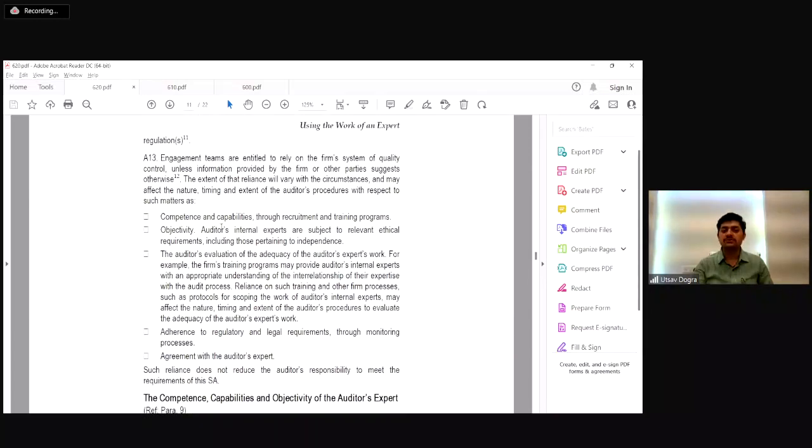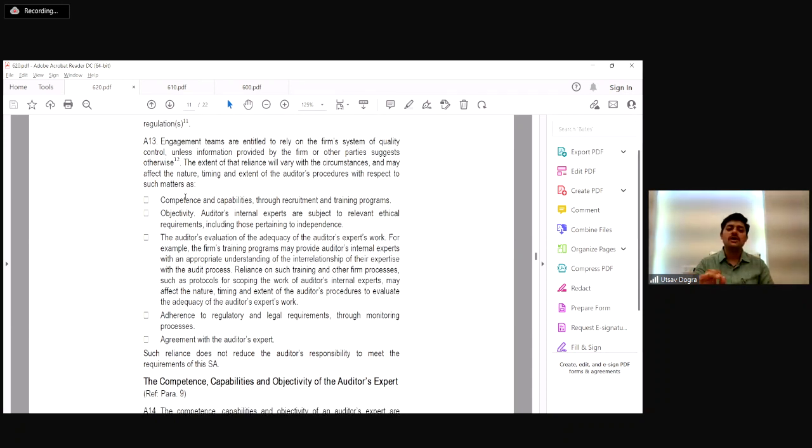And in A13, it talks about the engagement teams being entitled to rely on the firm's system of quality control unless information provided by the firm or other parties suggests otherwise. So the engagement team should rely upon the firm's quality control. However, if other information is available that quality is being breached in some places, there may be extra procedures that can be applied. The extent of that reliance will vary upon the circumstances and may affect the nature, timing, and extent. Again, I told you, the nature, timing, and extent of the auditor's procedures with respect to such matters.